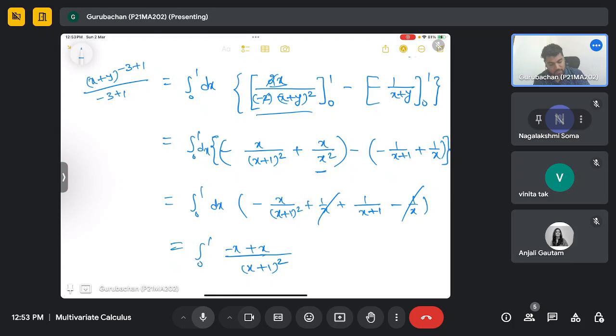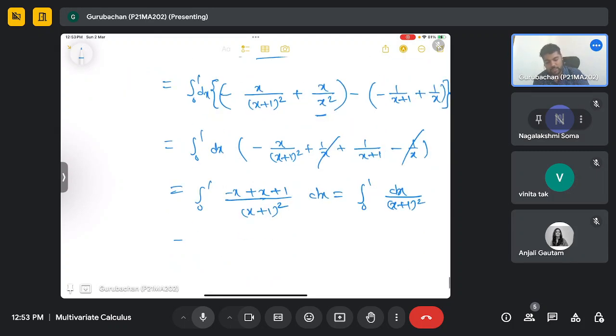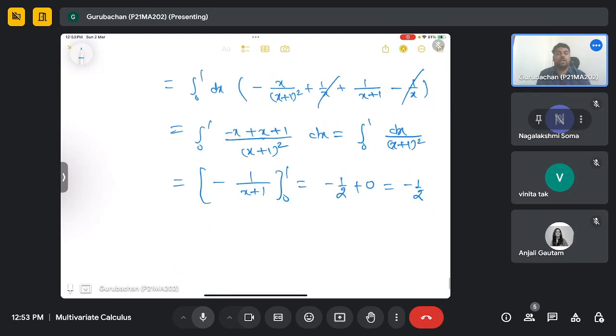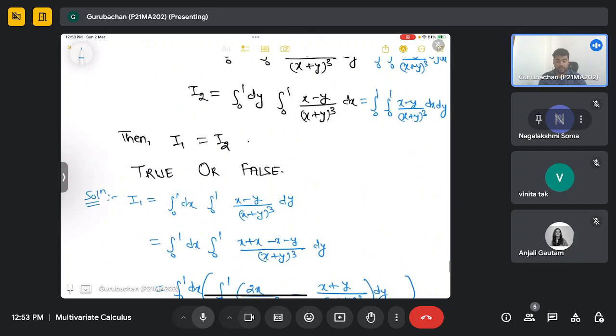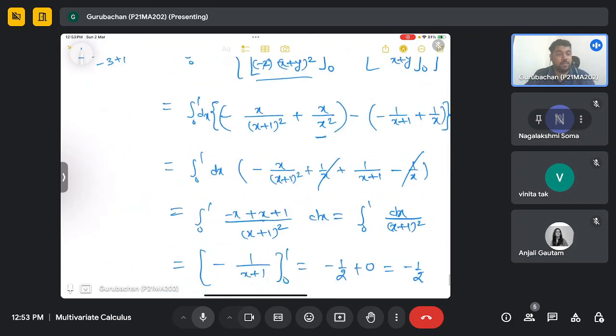So this will be x plus 1 dx, which will be nothing but 0 to 1 dx by (x plus 1) whole square, which is really quite easy to solve. This will be nothing but 0 to 1. So minus half minus 0, in fact plus 0 to minus half. Okay. The learning from this mistake is that we have to solve that integration very carefully.